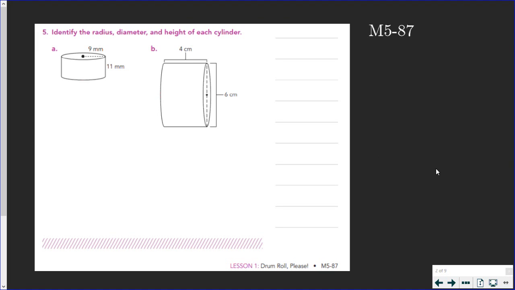We're going to be starting on page M587. So go ahead and get that page 87, and we have two cylinders. The question is: identify the radius, diameter, and height of each cylinder. Mr. Grady took you through the vocabulary of this on Friday and did an awesome job with that. We had our Cornell notes. If you need to look back through them, go ahead and do that. But if you already know how to identify and find the radius, diameter, and height, then go ahead and do that. I'm going to give you 1 minute to answer A and B. Ready? Go.